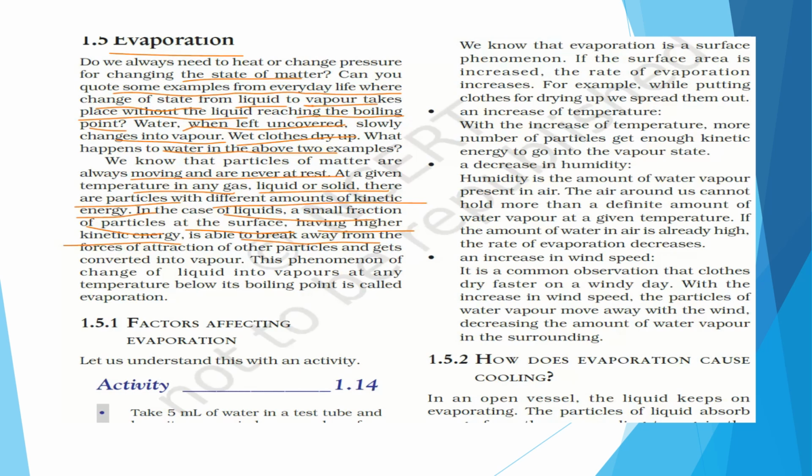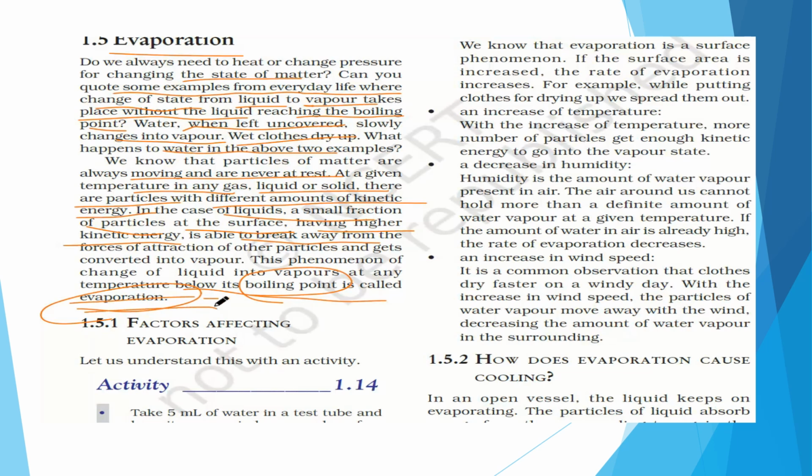So this we have already told when we were discussing the liquid and the gaseous state. The higher the kinetic energy, the more it allows particles to break free from the forces of attraction of the other particles and get converted to vapor, right? So this phenomenon of the change of liquid into vapor at any temperature below the boiling point is called evaporation. When it reaches the boiling point, it is boiling, it is not evaporation.